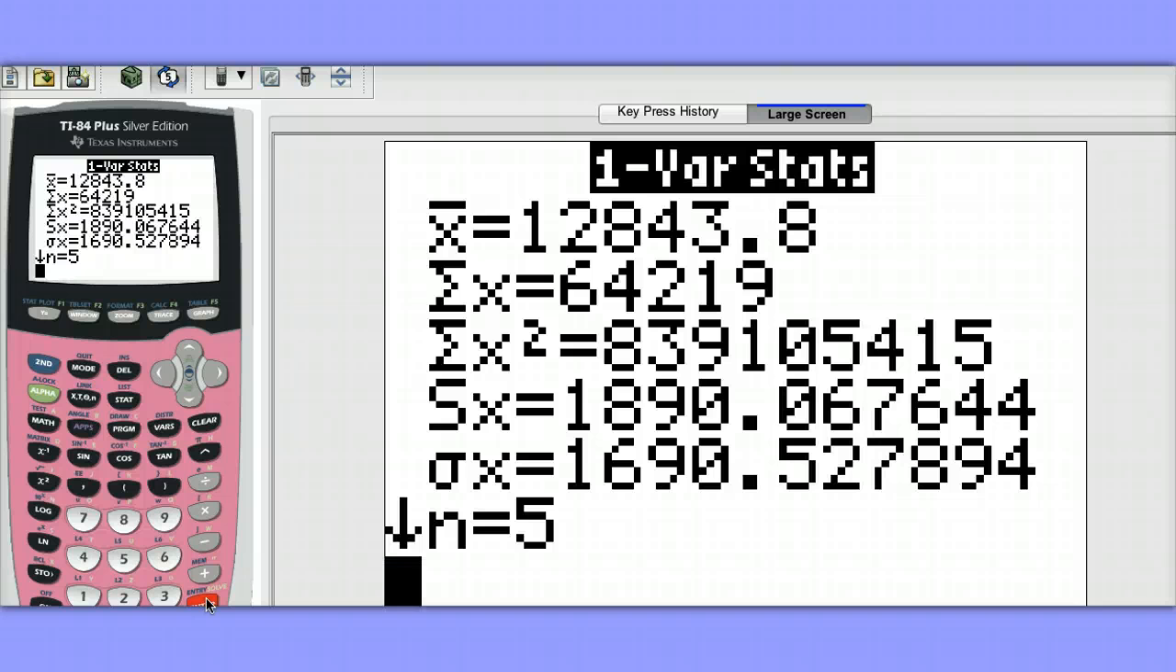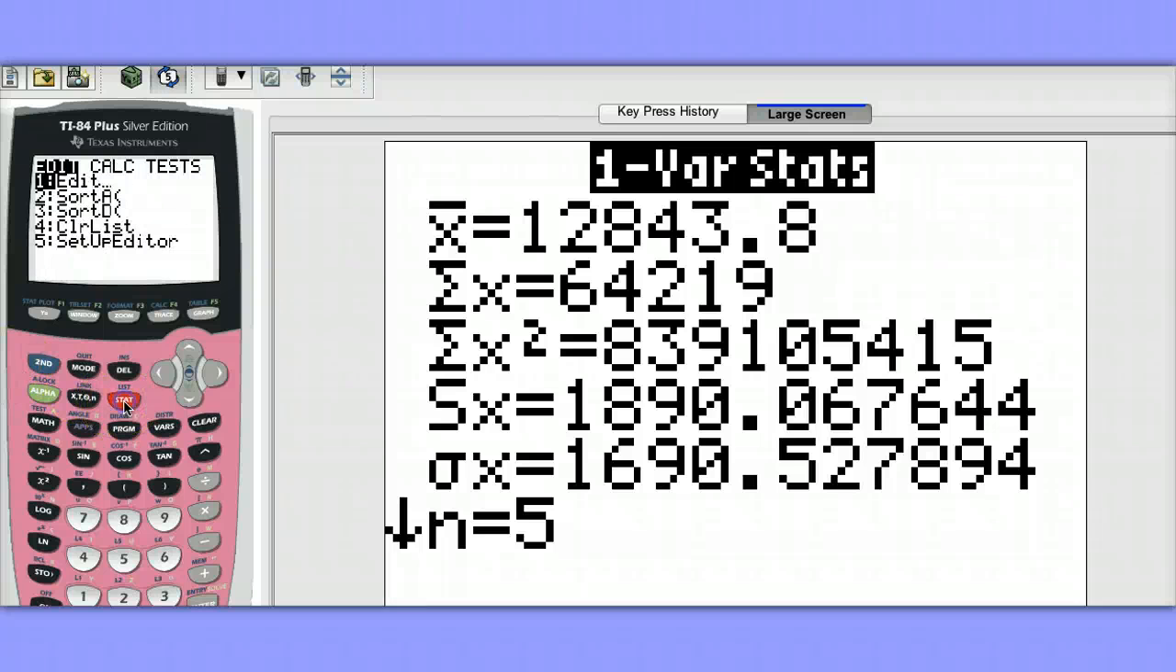All right, so we have our sample mean for Target of 12,843.8 grams, and the standard deviation you want to use is the sample standard deviation. Be careful of that. Do not use the population standard deviation. The sample standard deviation is a bit bigger. It has much more variability, quite a bit more than the population standard deviation since the sample size is only 5.